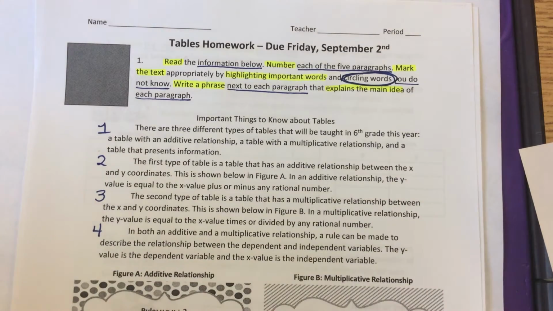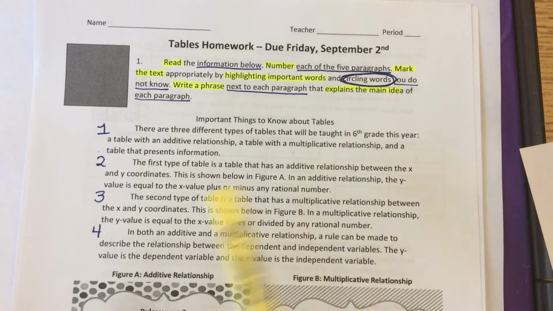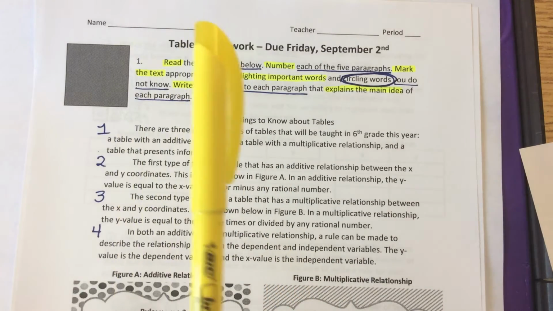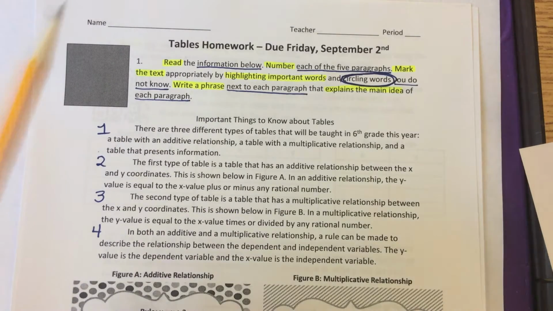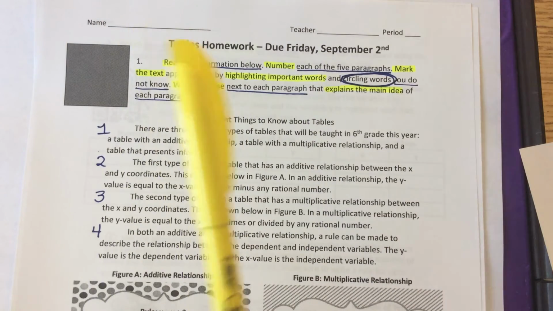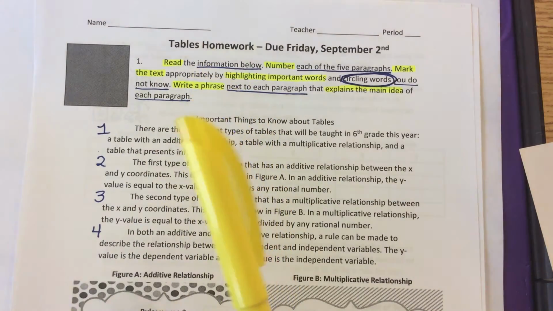Then it says mark the text appropriately by highlighting important words and circling words you do not know. So what that means is, while you're reading this paragraph, if you see anything that is important, you need to highlight it. If you see a word that you do not know, take your pencil and circle it. Now, I can't tell you what you think is important, and I can't tell you what the words are that you don't know. So I'm going to let you do that on your own, but you need to highlight what you think is important.